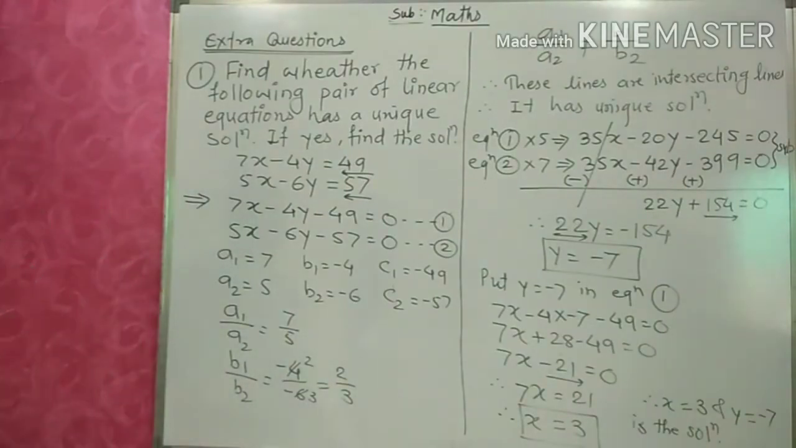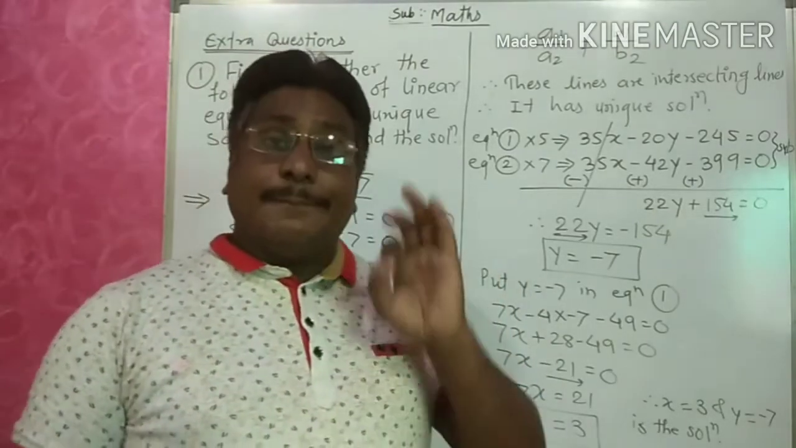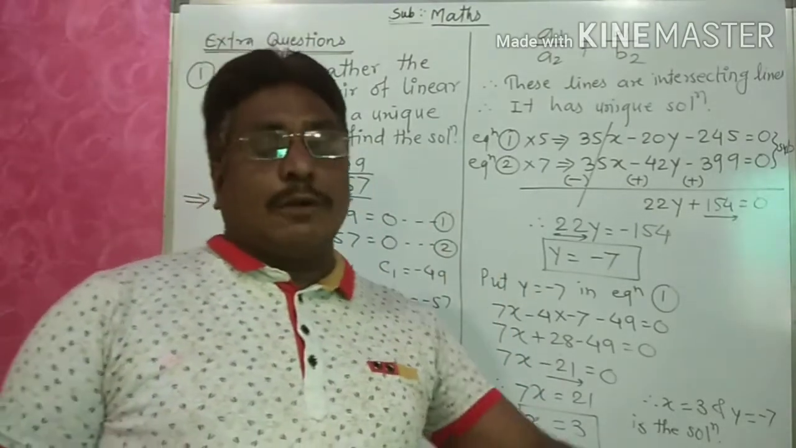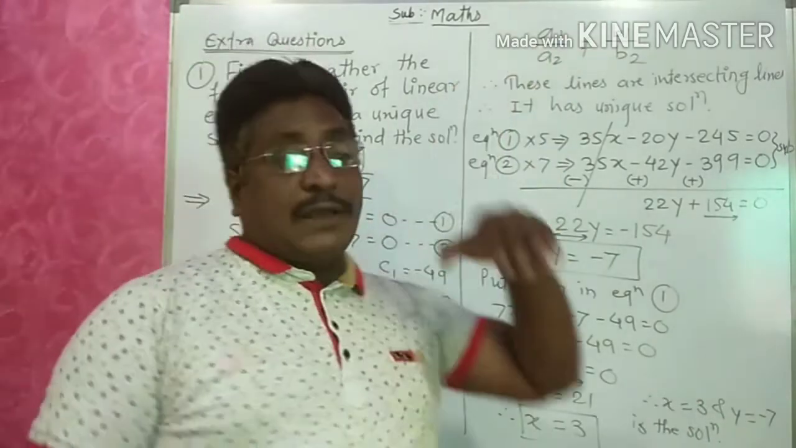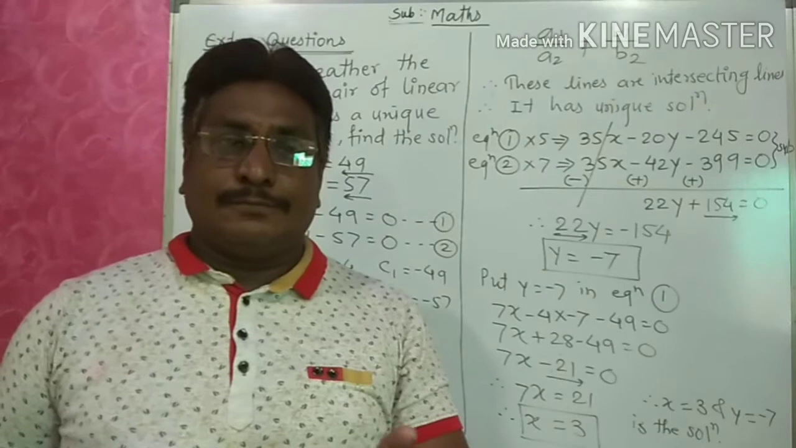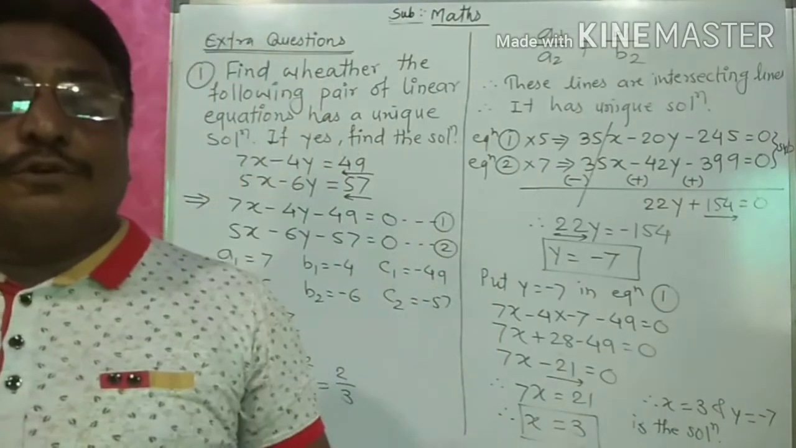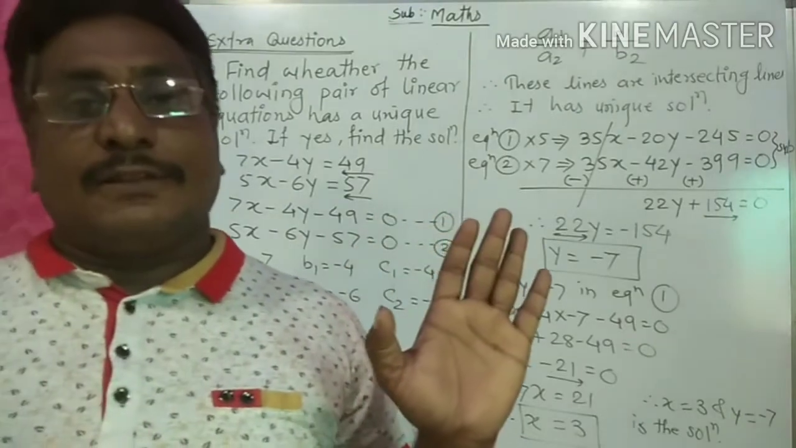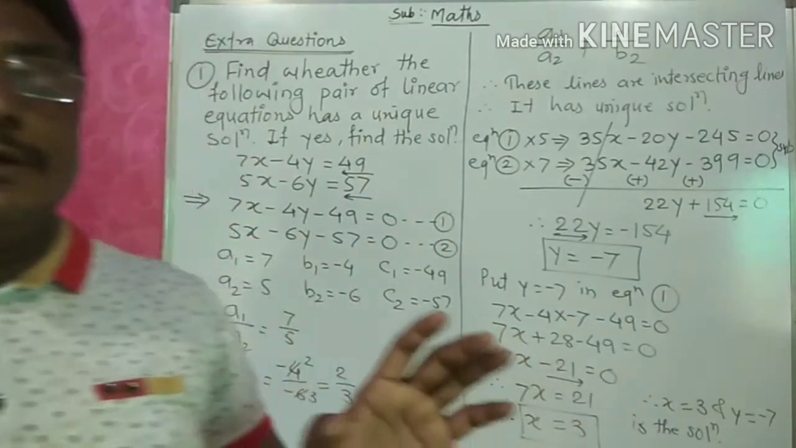Understood, student, how to find out the solution? Any doubt? So first you have to decide, then solve by any one method. If a method is mentioned, like solve by substitution method or solve by elimination method, then you can use only that method. If the method is not mentioned, then you are free to use any one of the methods. Okay, student? So we will go on.